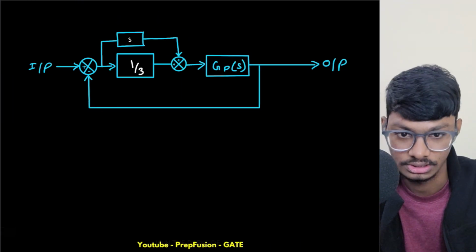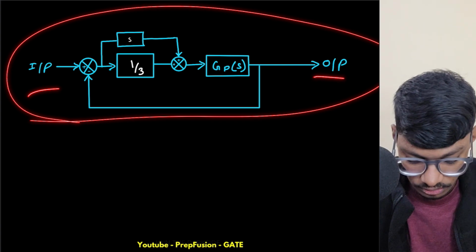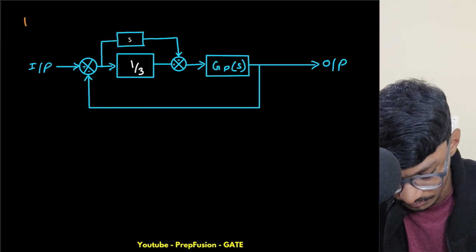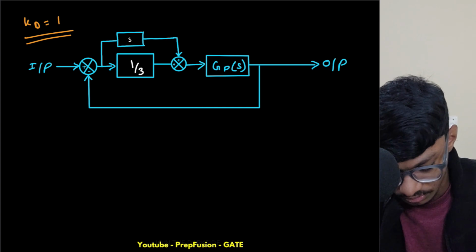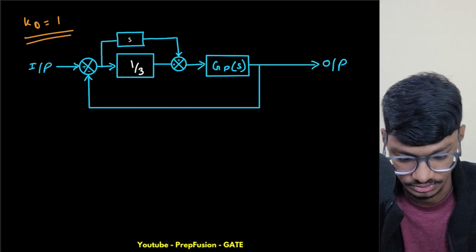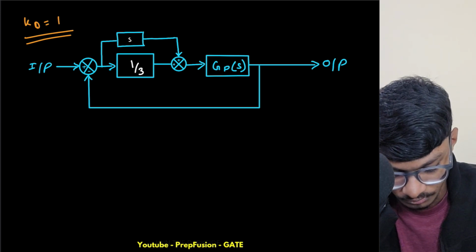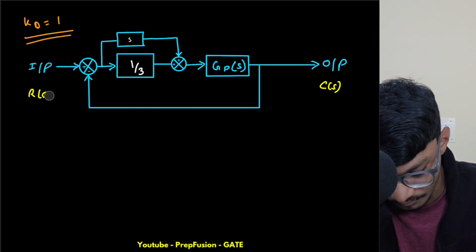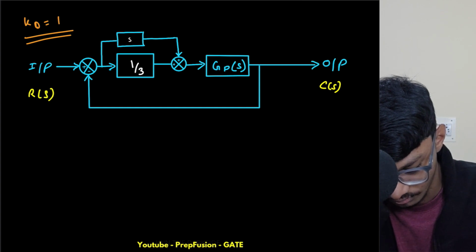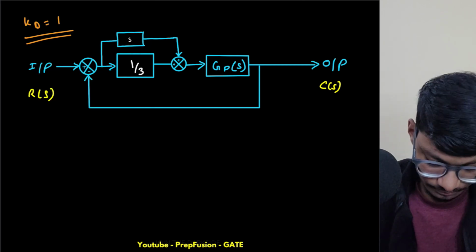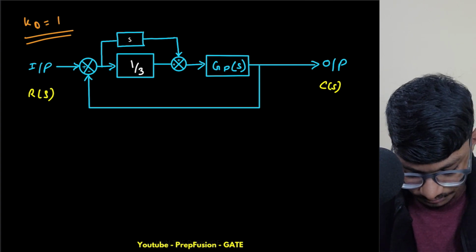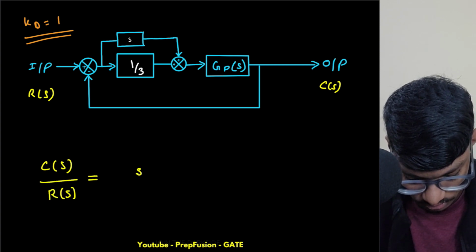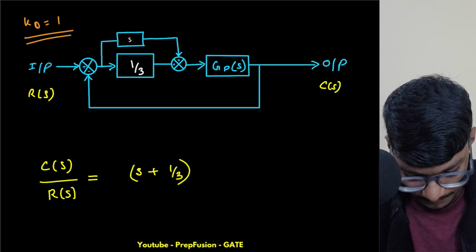Now what next? Basically we have this input and output. So now let's do this with a proportional derivative controller where my KD is 1. So my KD I am taking as 1. Now if I find the transfer function, it will help me find the zeta. So again, C of S upon R of S, this time it is a bit different. It is basically C of S upon R of S equals S plus 1 by 3 into GP.